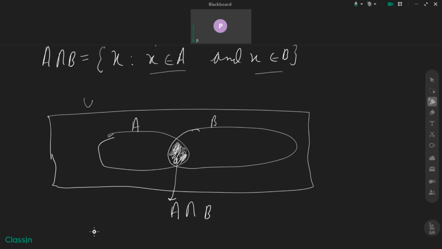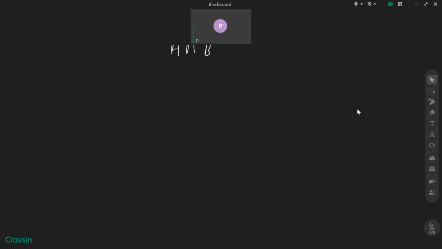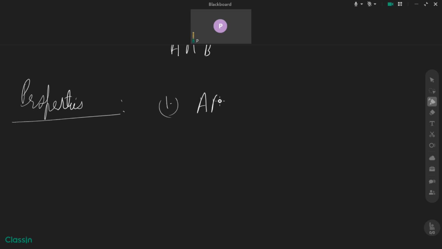Now let us see some properties of intersection. The first property of intersection of two sets is A intersection B is equal to B intersection A. It is known as commutative law. If you take intersection from A to B or B to A, you will always get the same set. It is known as commutative law.